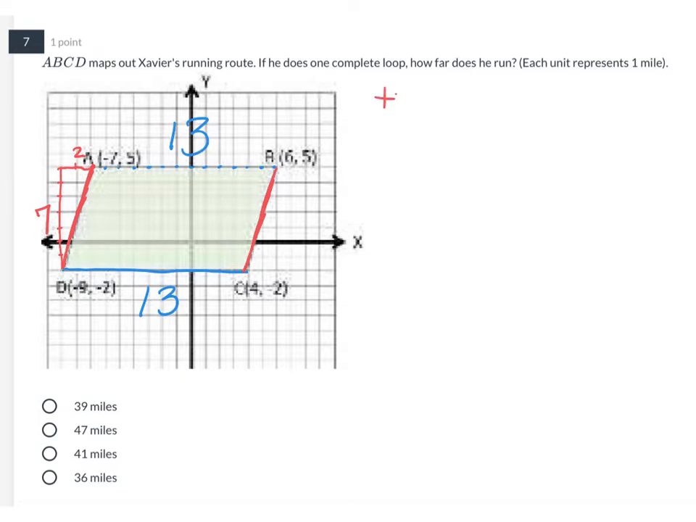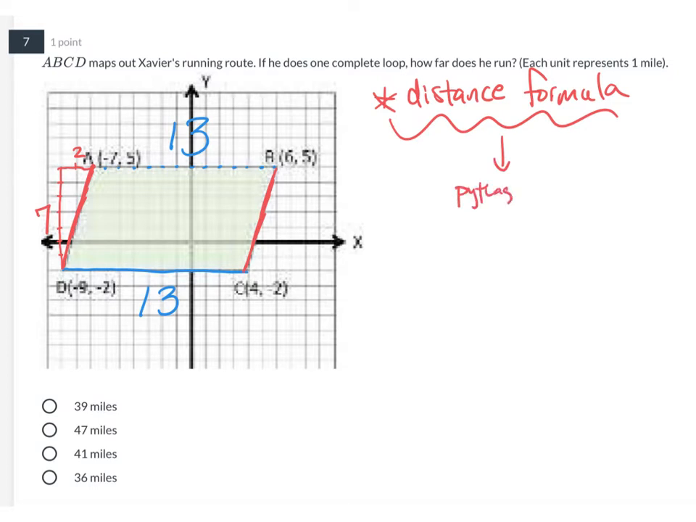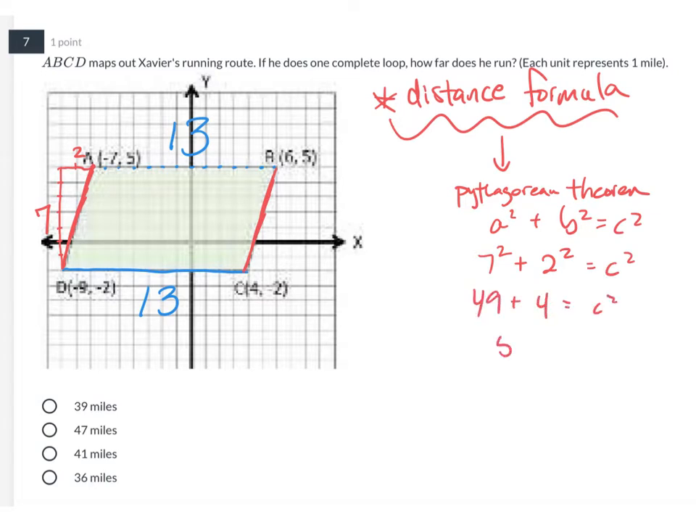So if you saw a question like this on the test, and it said, which formula will you use? You would say, I want to be a good little robot student and use the distance formula. But you know better. You know it's easier to use Pythagorean Theorem. So instead of busting out the distance formula that I always forget, I'm going to say, hey, 7 squared plus 2 squared equals my distance squared. So 49 plus 4 equals c squared.